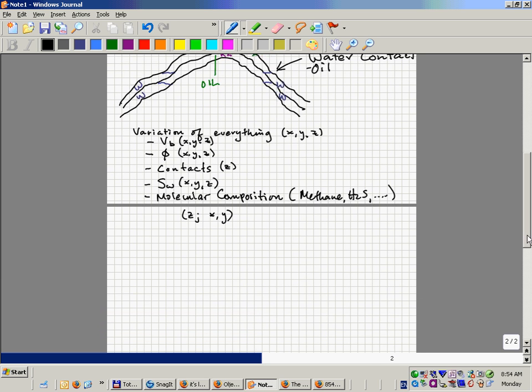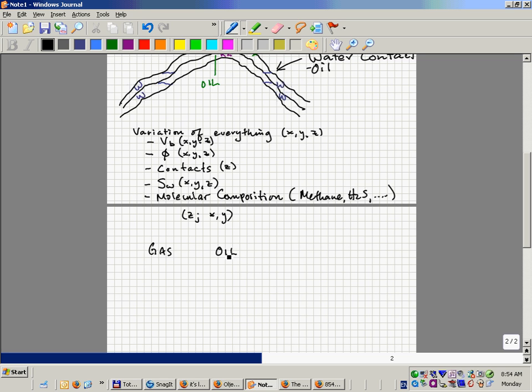I don't think we've left anything out. Bulk volume, porosity, saturation, contacts. Of course, the saturation profile gives you the contacts, in a sense, right? And then molecular composition. Now, I'm going to make a comment before we take the break about gas and oil.